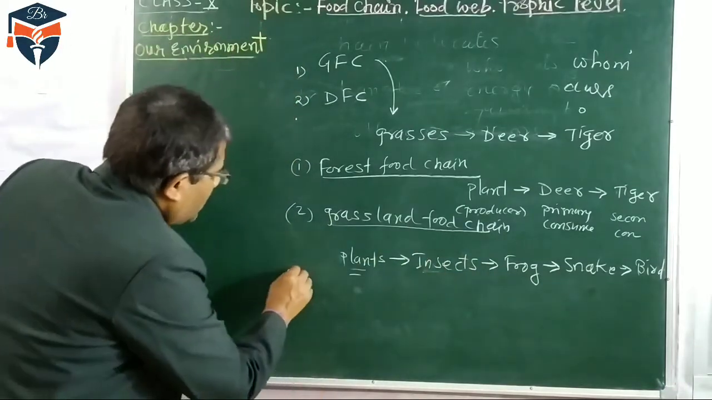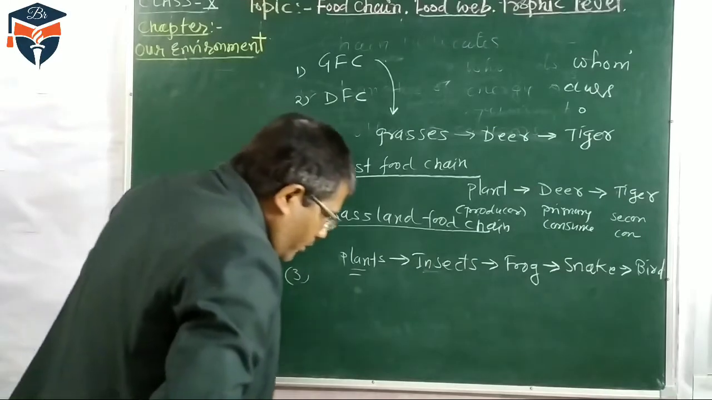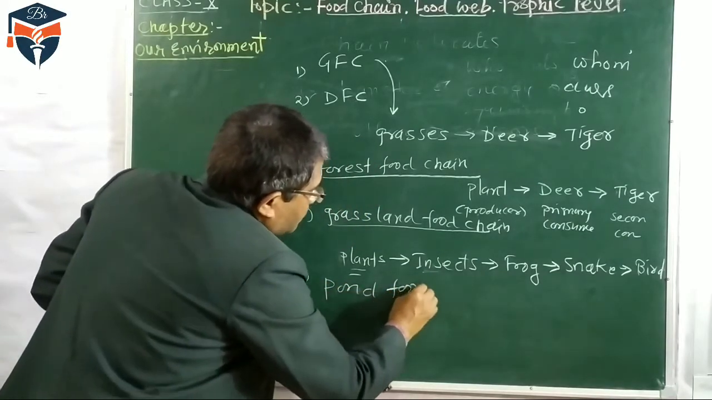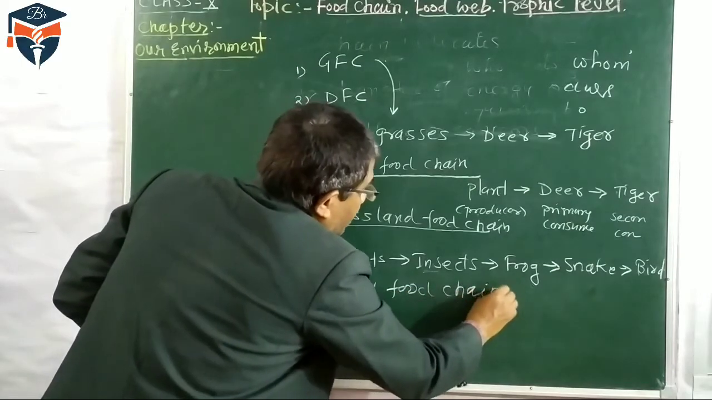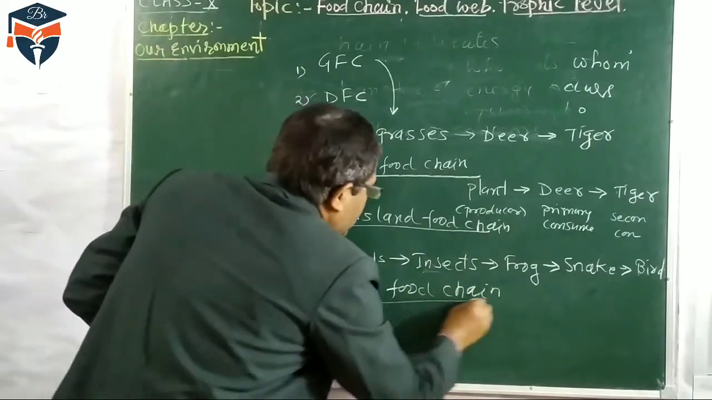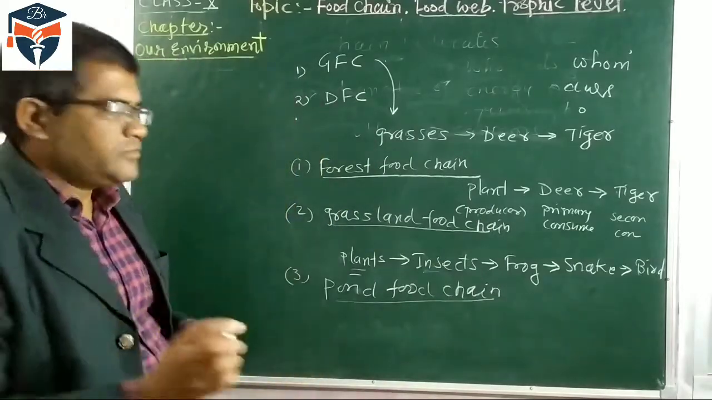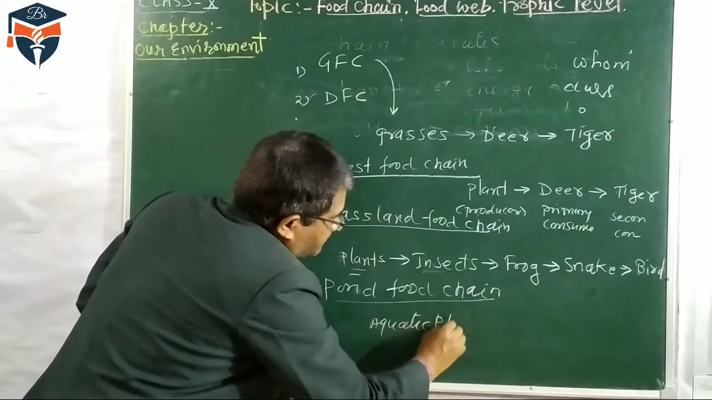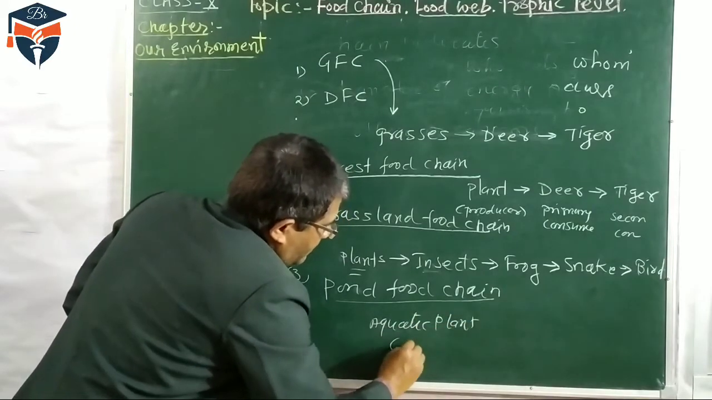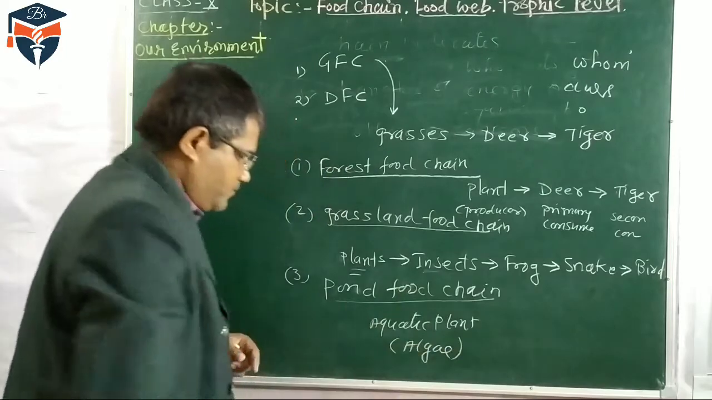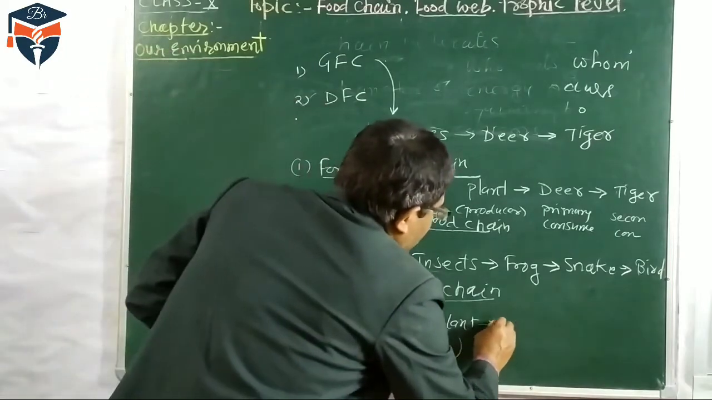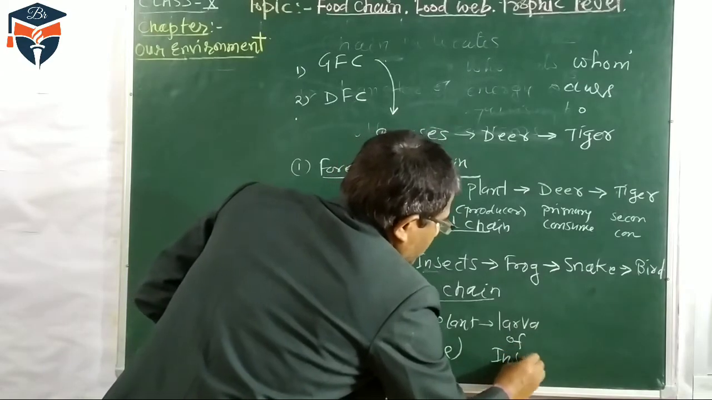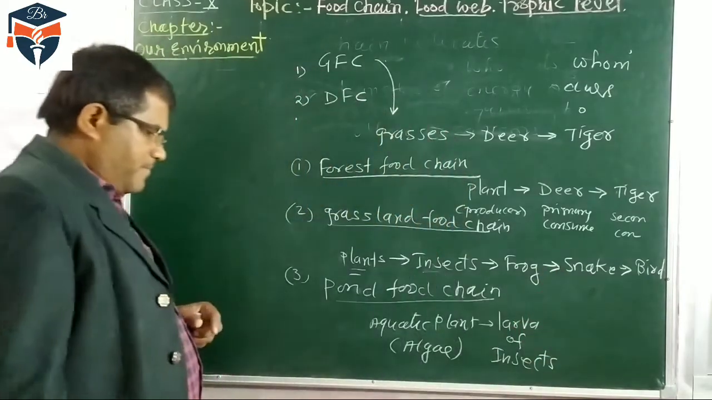The third food chain given is the pond food chain. Food chains also occur in the pond. In this pond food chain, generally the plants are aquatic plants, and I am mentioning algae and others here. These aquatic plants are fed on by the larvae of insects. So insects are feeding on the aquatic plants.